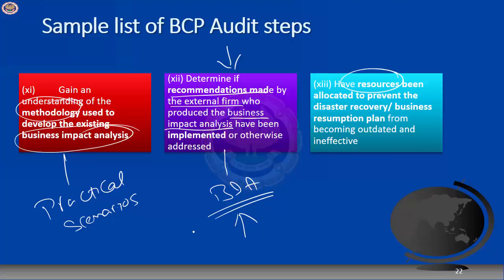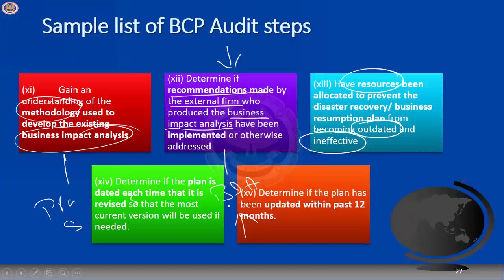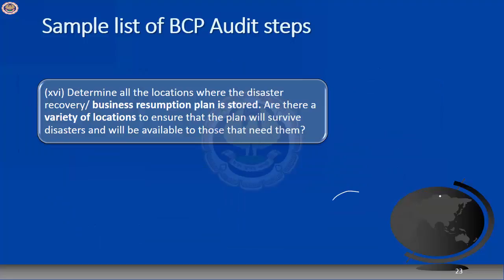You look at the resources, whether resources have been properly allocated as required for the organization, and whether these resources which are kept for the purpose of backup or the business resumption plan are actually updated or kept current, and are not outdated and ineffective. You'll also determine if the plan has been dated each time so that it's updated as required. You also determine if the plan has been updated within the past 12 months. Quite often, you remember, we talked about continuous maintenance or regular maintenance. You could have regular maintenance, you could also have ad hoc maintenance depending on the criticality of the changes which have happened. Now let's look at some of the sample audit steps.